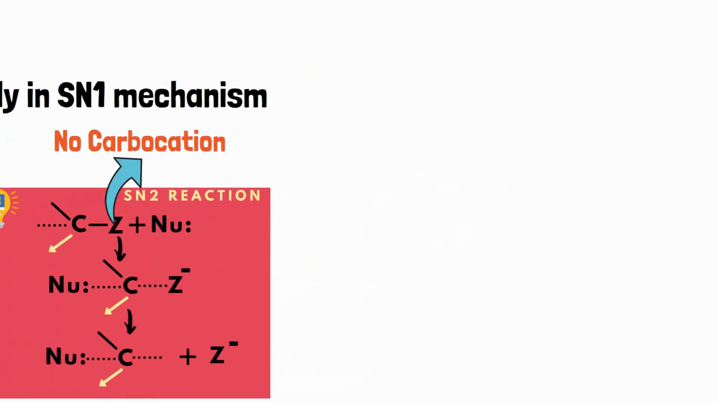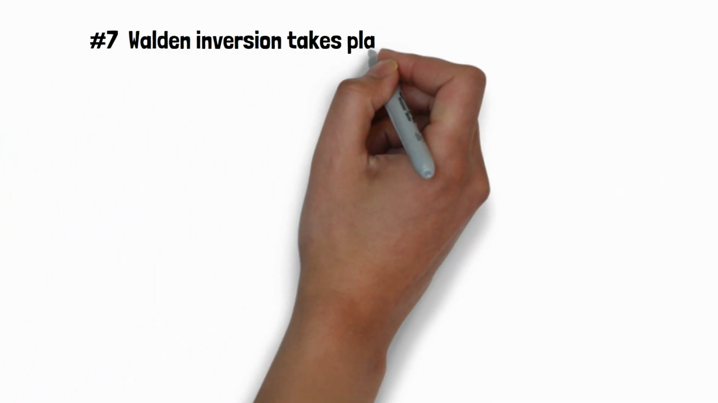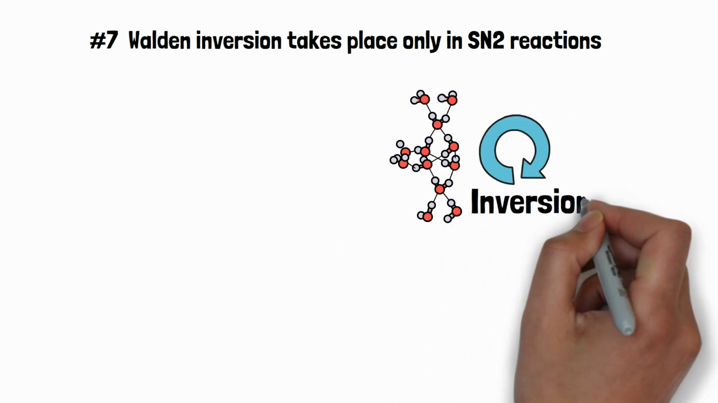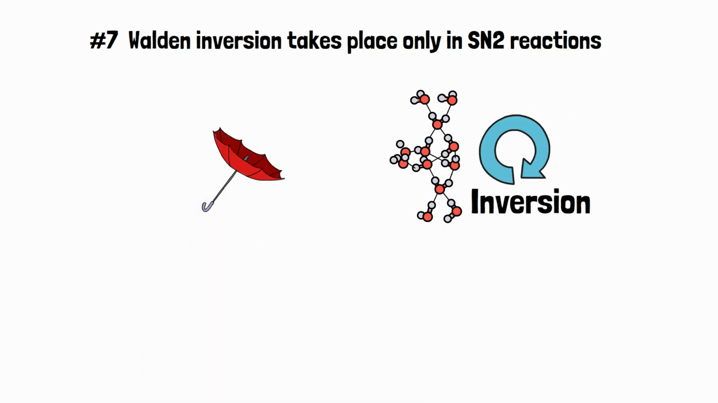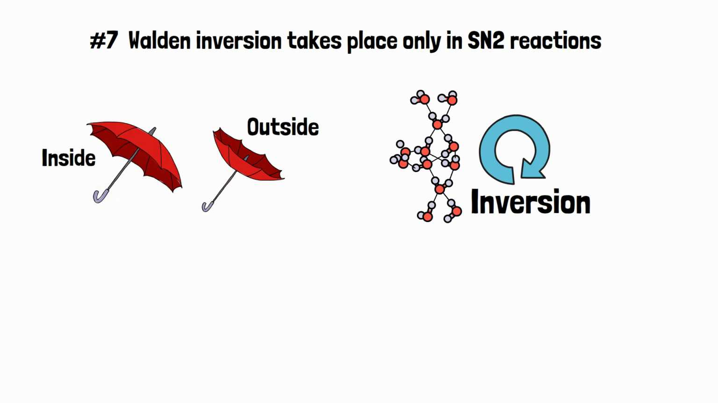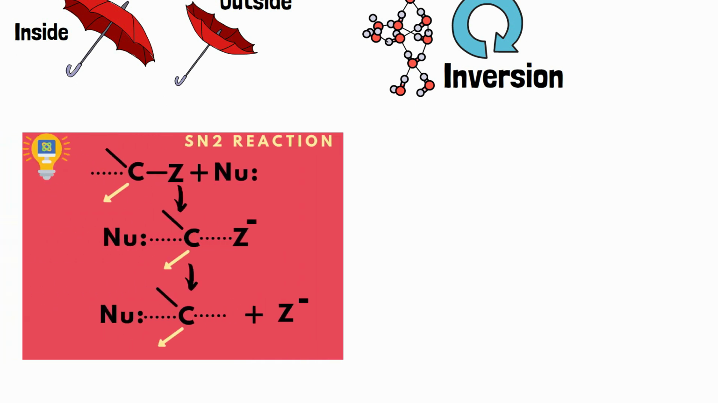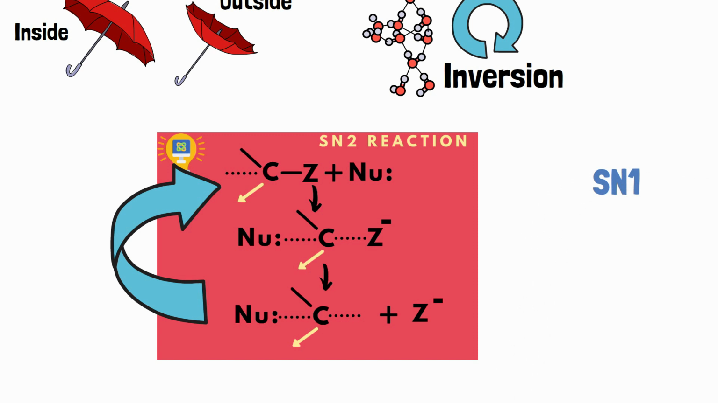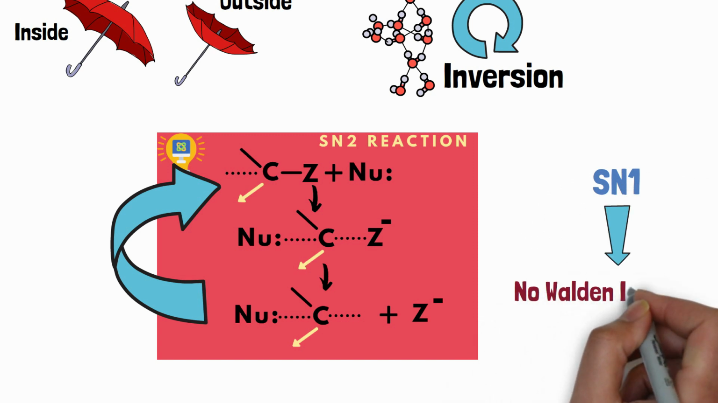Number 7, Walden inversion takes place only in SN2 reactions. Walden inversion is nothing but the inversion of a chiral center. Walden inversion occurs during an SN2 reaction. It is compared to an umbrella just turned completely inside out. In an SN2 reaction, the configuration of the product is opposite to that of the reactant because of this sort of inversion. No step in an SN1 reaction involves Walden inversion.